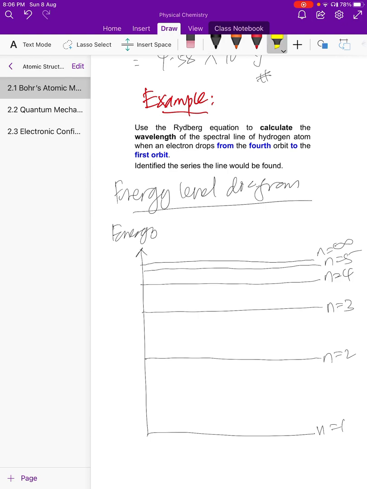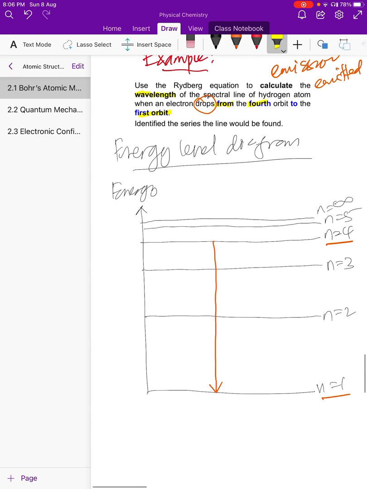So the question is talking about going from the fourth orbit to the first orbit. So we draw the fourth orbit to the first orbit. And it drops. Drops means emission spectrum, so energy will be emitted, or released. They want to know the wavelength, so we calculate the wavelength.